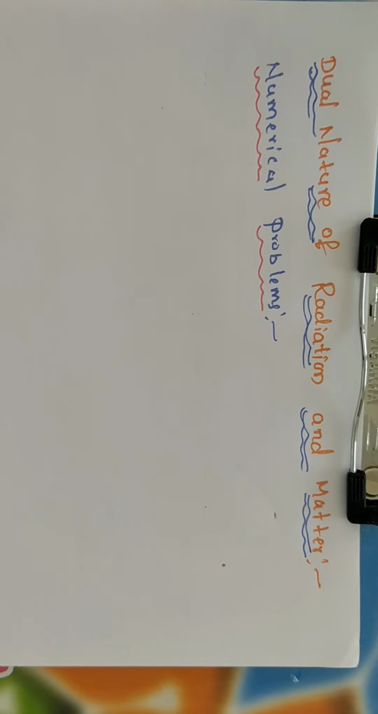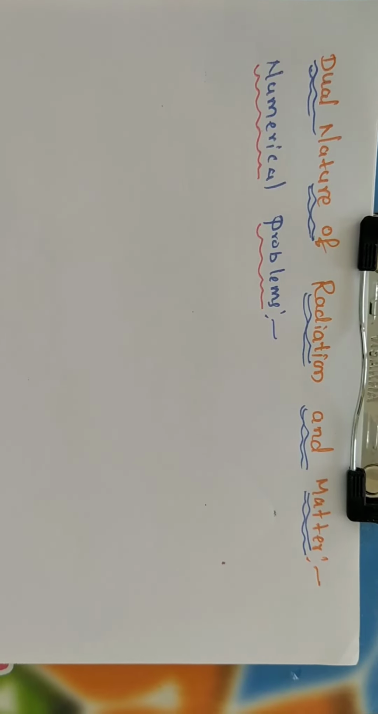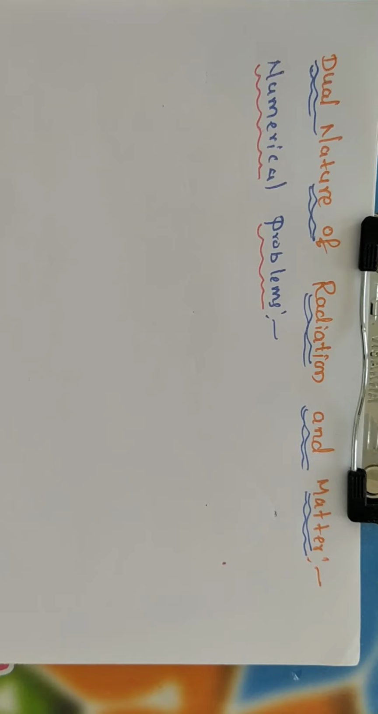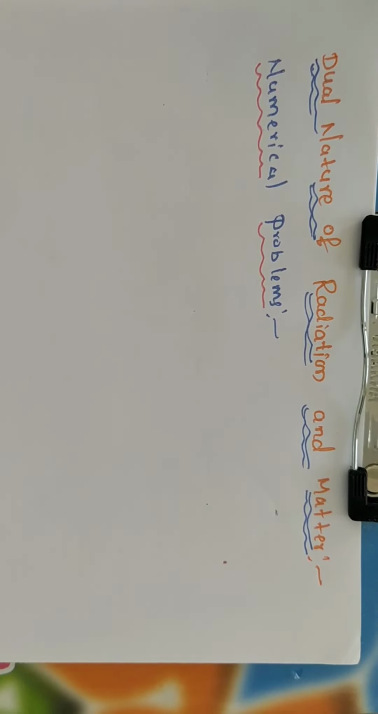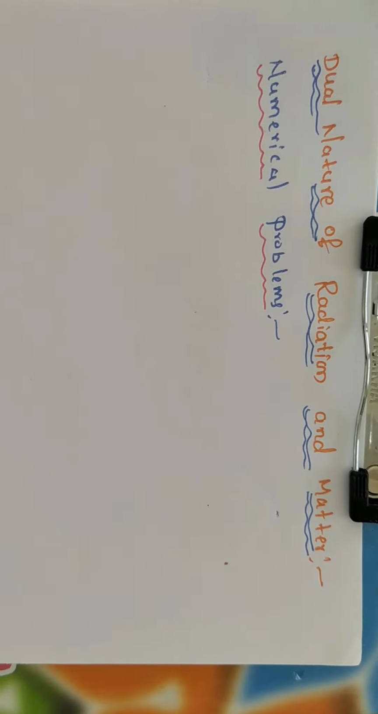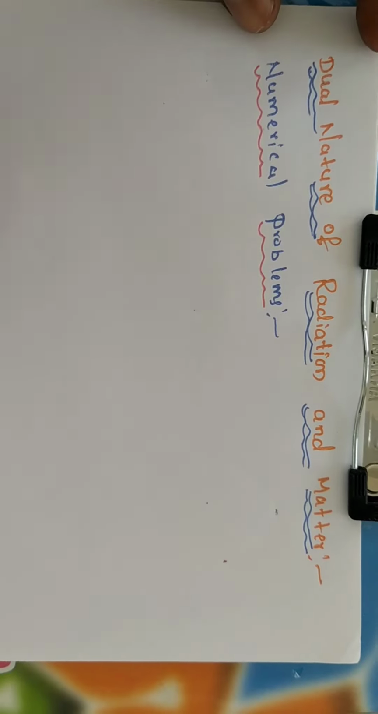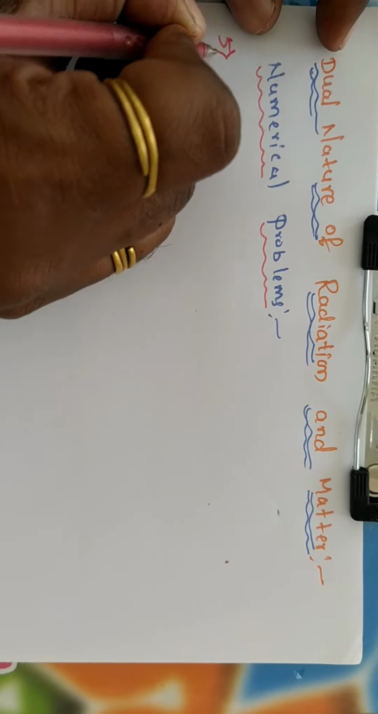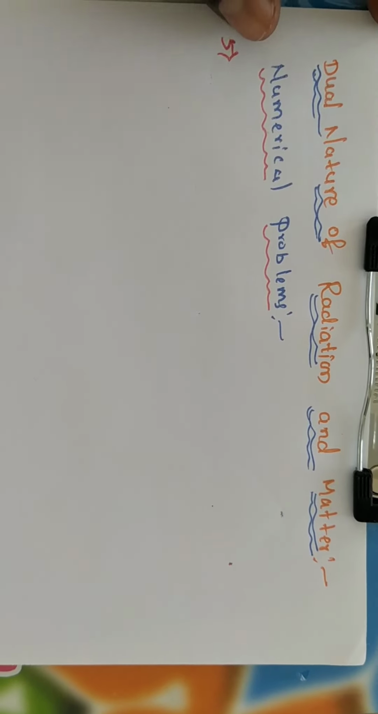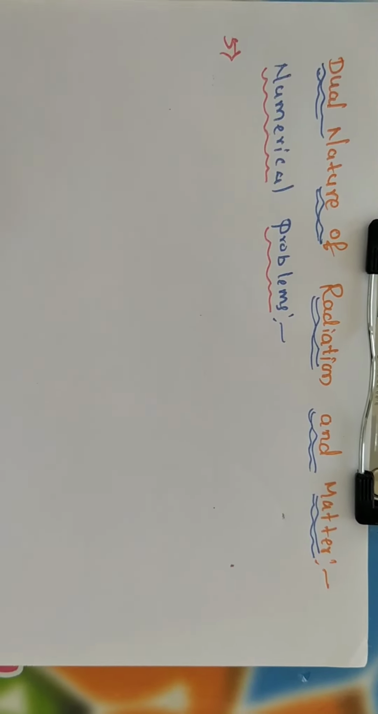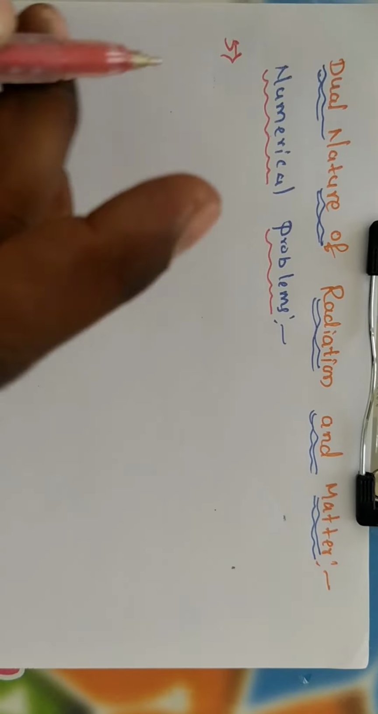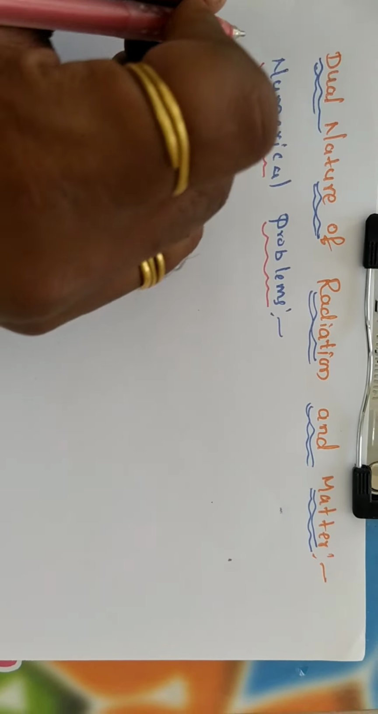In today's class, I explain the continued part of the numerical problems of dual nature of radiation and matter. Okay, problem number fifth one, numerical problem number 6. The work function of a cesium is, okay, this one is a very important problem.